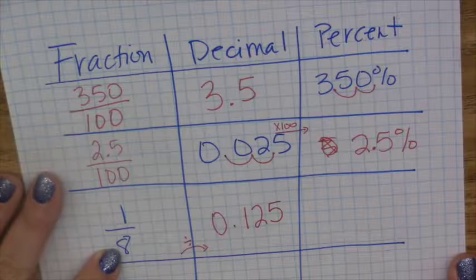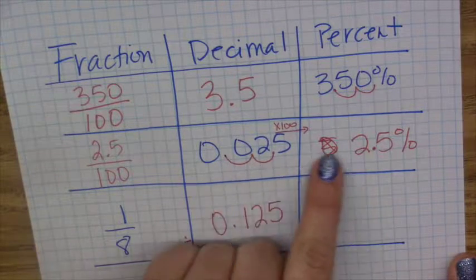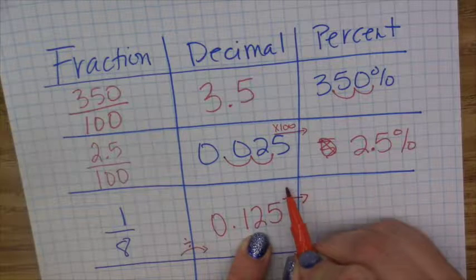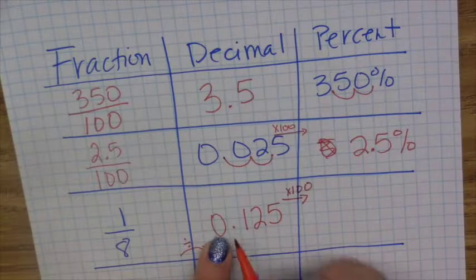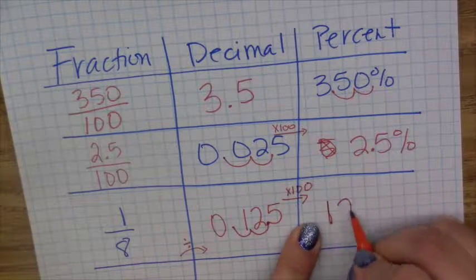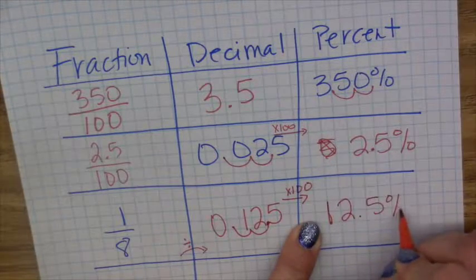0.125. And then I can do the same thing as I did up here and take my 0.125 times it by 100. So move my decimal point over, and we get 12.5%.